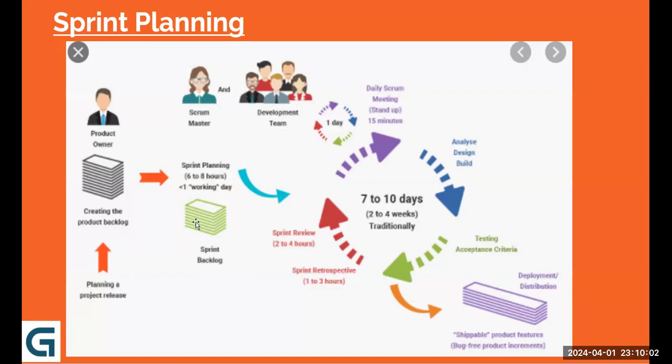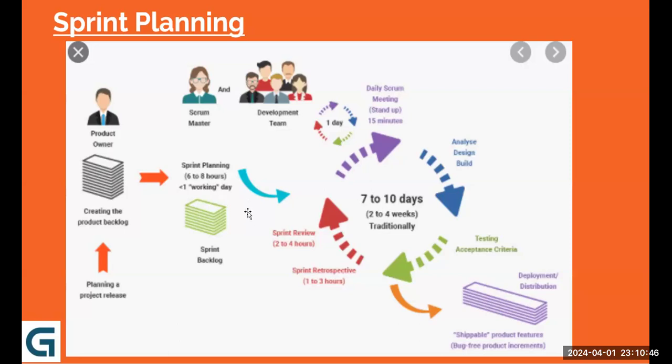Now, for the sprint, I told you yesterday, it will be as low as 1 day and as maximum as 4 weeks long. So if it is a full-blown 4 weeks of sprint, then the sprint planning meeting may run for a maximum of 6 to 8 hours, which means one entire day you can consider.